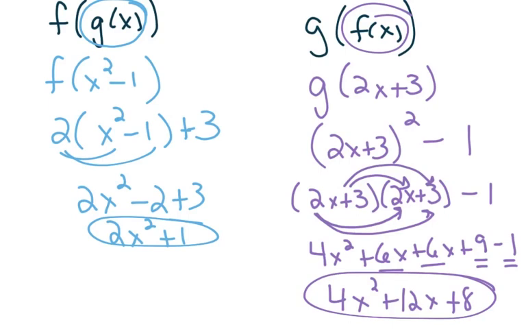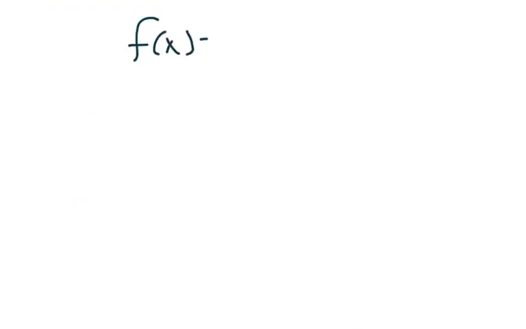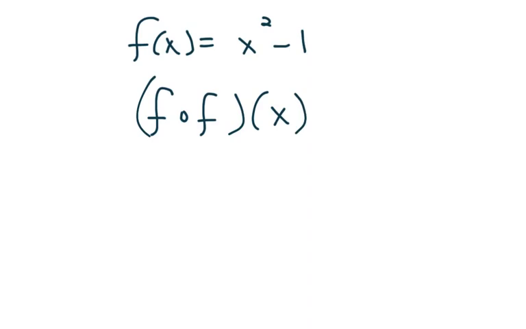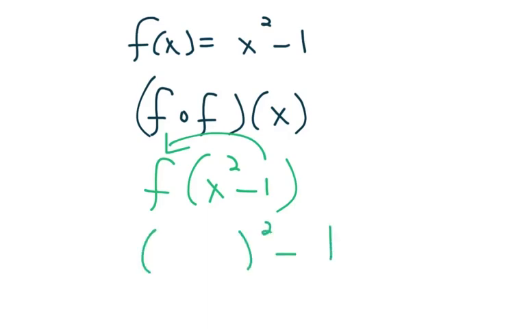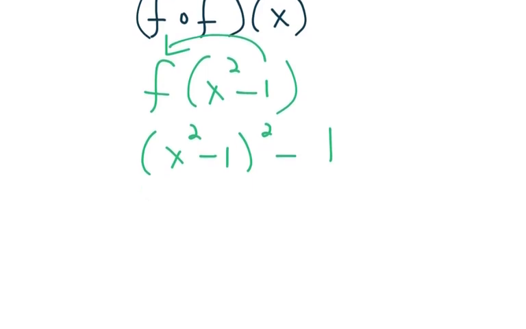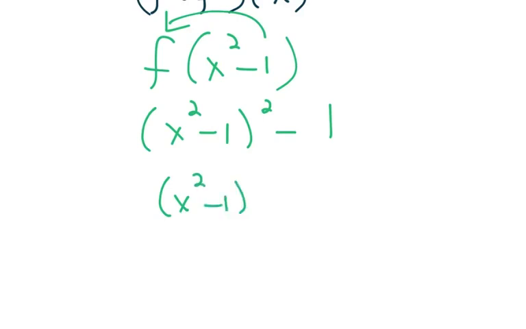Remember that you can compose a function with itself. So if I say f of x is equal to x squared minus 1, and I want to find f of f of x, what I'm going to do is I'm going to plug x squared minus 1 into itself. So look at how I wrote this. I'm taking out the x, and I'm going to replace it with itself. Remember, squaring means multiplying by itself.